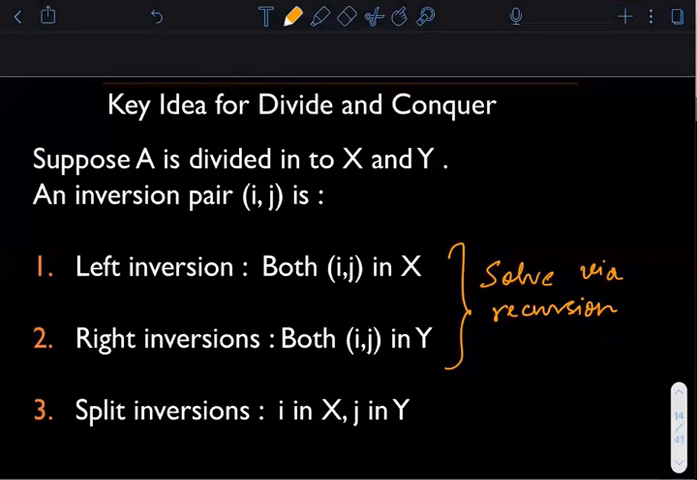Right. So we need an order n time algorithm in order to be able to compute the split inversions. So design an order n time algorithm.